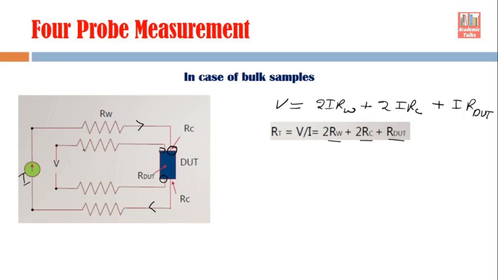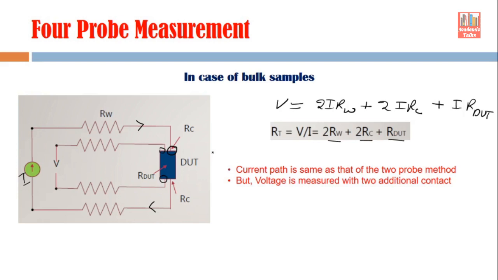Now in this new arrangement, for the inner loop which is used for the voltage measurement, we have to apply KVL. This voltage measurement is done with the help of 2 additional contacts. You can see here, these are 2 additional contacts. The current loop is the same as before; the only modification is that this new path is used for the voltage measurement.